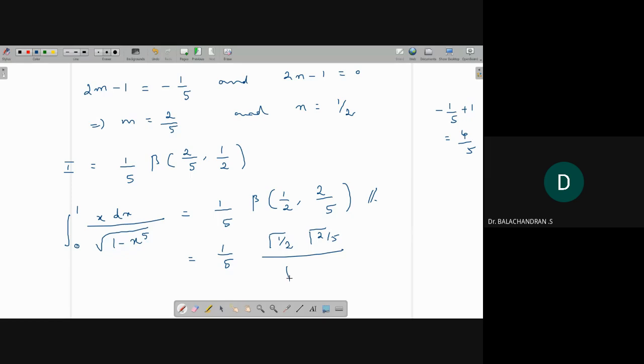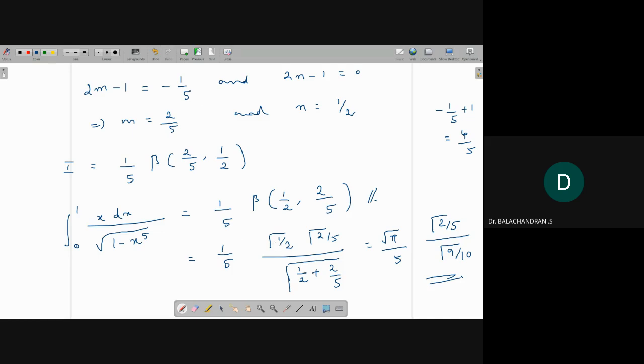If you add these two, you'll get what? 1 by 2 plus 2 by 5, this is equal to gamma of half, which equals root pi, by 5. Root pi by 5, this is gamma of 2 by 5. This is 10, 5 plus 4, 9 by 10, gamma of 9 by 10. So you can write two more steps if they ask evaluate.